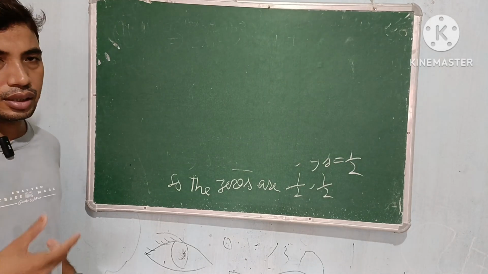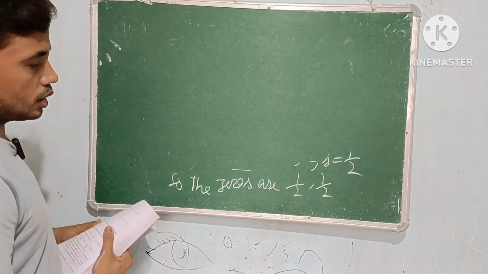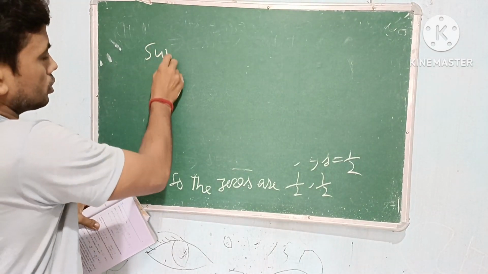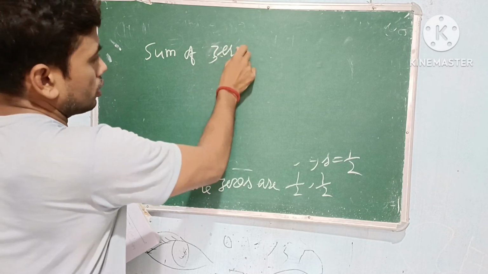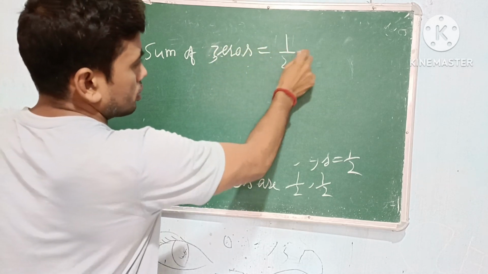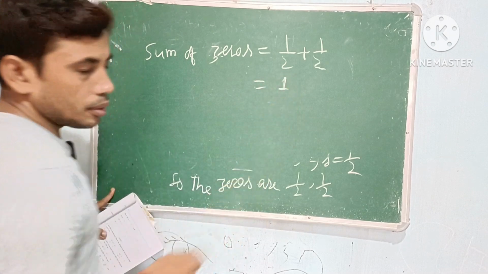Now we verify the relations between coefficients and zeros. Now sum of zeros is what? Sum of zeros is what? 1 by 2 plus 1 by 2. That means we get 1. Half plus half, that is 1.